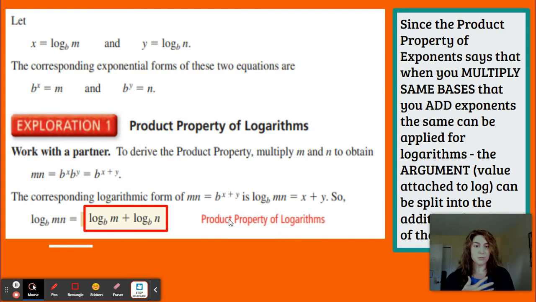We're going to work through these explorations together, but I'm going to just talk about the answers of them. Because if I can multiply powers together by adding their exponents, then I can do the same thing with logs. If I have a log's argument, and the argument is the inside value, and it's being multiplied, I can expand it, making it larger, by having the log of the one argument plus the log of the second one being multiplied.